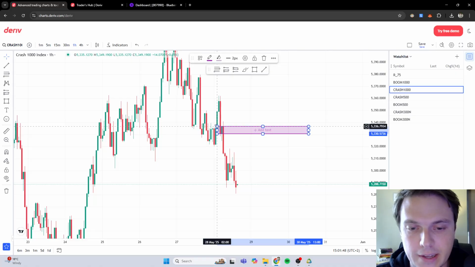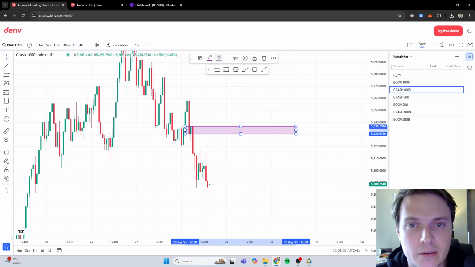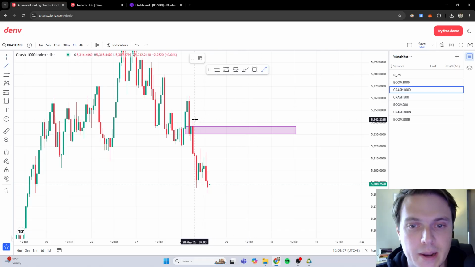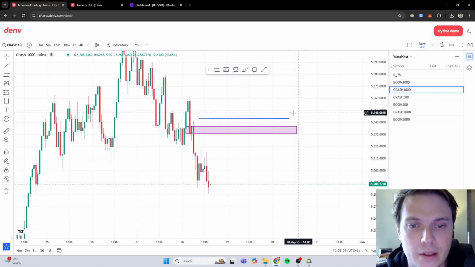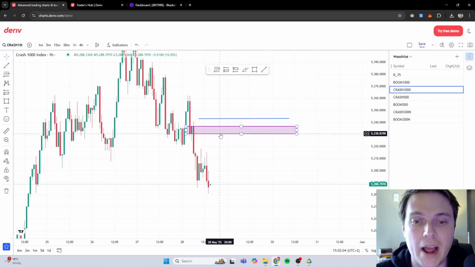So we've got this sell limit placed now on Crash 1000. I'm just going to drop a smallish lot. My stop loss I've placed above this high. Okay, guys, so that is what I'm looking at currently.